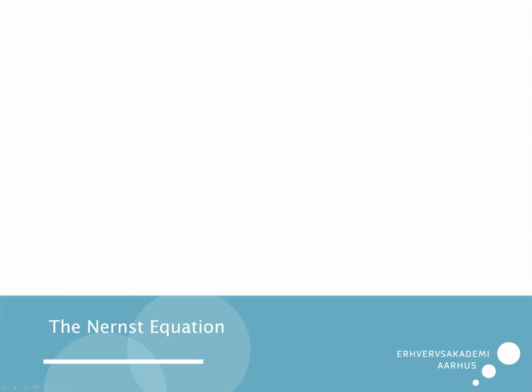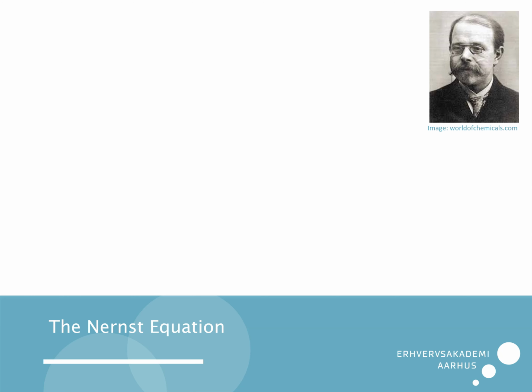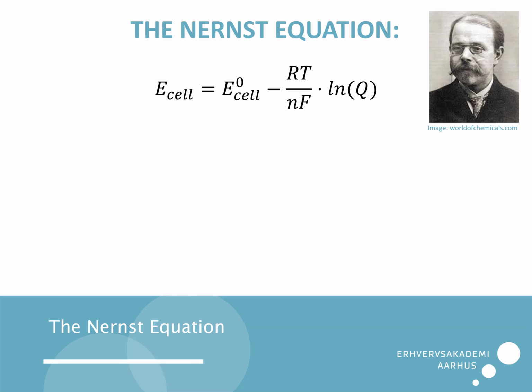To our luck, a very smart German physicist named Walter Nernst formulated an equation back in 1888 for the calculation of cell potentials at non-standard conditions. This equation is fittingly called the Nernst Equation and looks like this. Let's take a closer look at its components. We've already talked a lot about E0 cell, so it needs no further introduction.